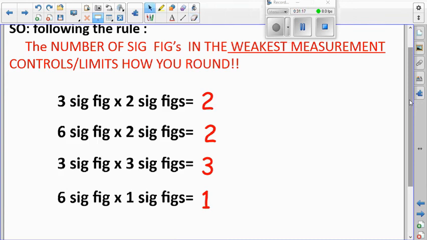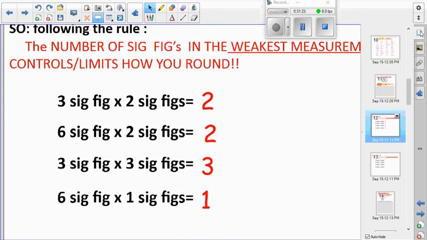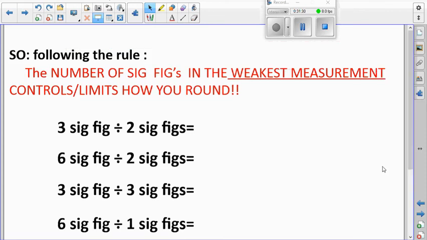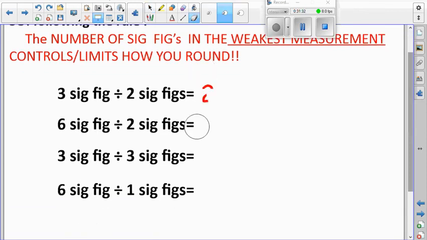Now, you guys just learned the multiplication rules, but you didn't realize you also learned the division rules. The only thing that's going to change on my next slide is the multiplication symbols in the middle are going to change to division symbols. And the answer is exactly the same. So 6 sig figs divided by 2 sig figs is going to be 2 sig figs. 6 sig figs divided by 1 sig fig is going to be 1 sig fig. So the rules are identical for multiplication and division.